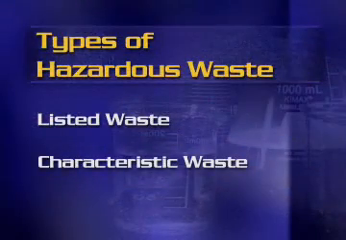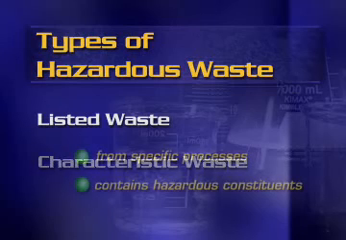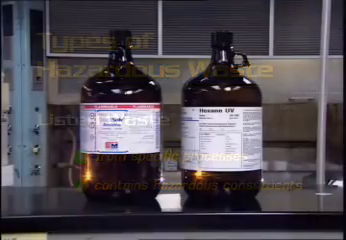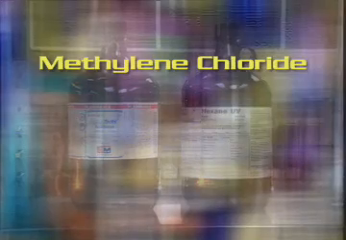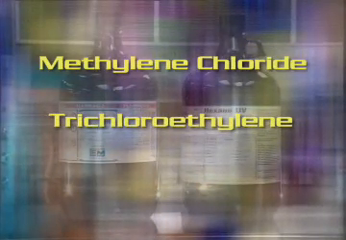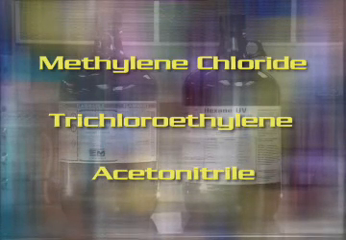There are two primary classes of hazardous waste: listed waste and characteristic waste. Listed wastes are wastes from specific processes or wastes that contain specific hazardous constituents which have been identified by the EPA or your state environmental agency. For example, any waste containing spent halogenated solvents such as methylene chloride or trichloroethylene is a listed hazardous waste. Waste acetonitrile from high-pressure liquid chromatography is a listed hazardous waste.